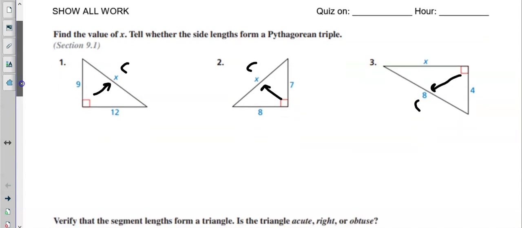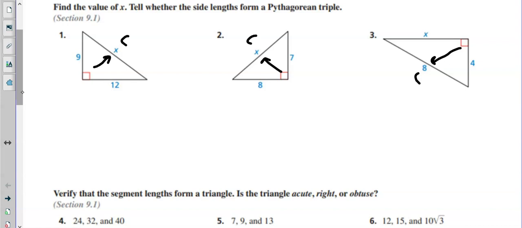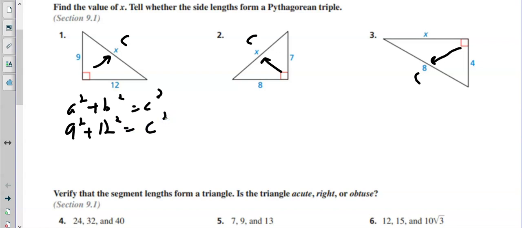I think it's really important because the most common mistake is always putting in the numbers for A and B, and that's not always the case. In 1 and 2, it will be. But I still suggest you always start off by writing the original equation. Doesn't take long. And then filling in your numbers. So 9 squared plus 12 squared equals C squared.